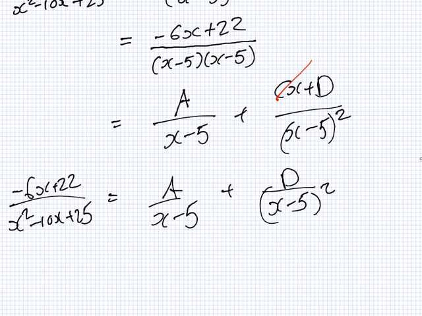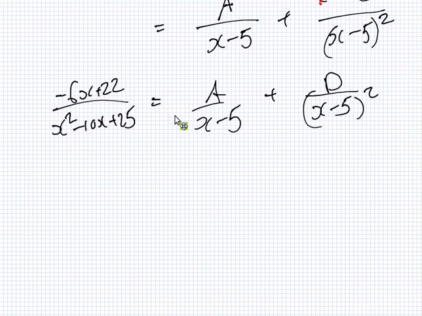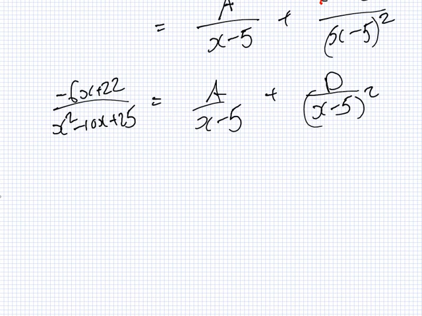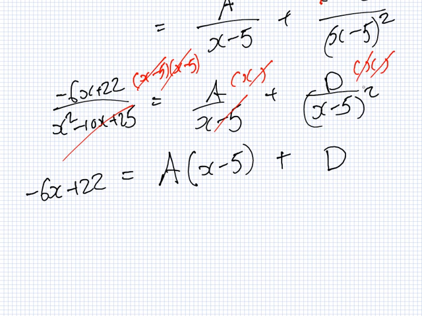Okay. What do we do next? What do we multiply by? The quadratic, the x minus 5 squared. So what am I left with here? Minus 6x plus 22. What do I have here now? A times x minus 5. And what do I have here? D. I'm multiplying everything by x minus 5 squared. So those two will cancel once, and it will cancel twice here.